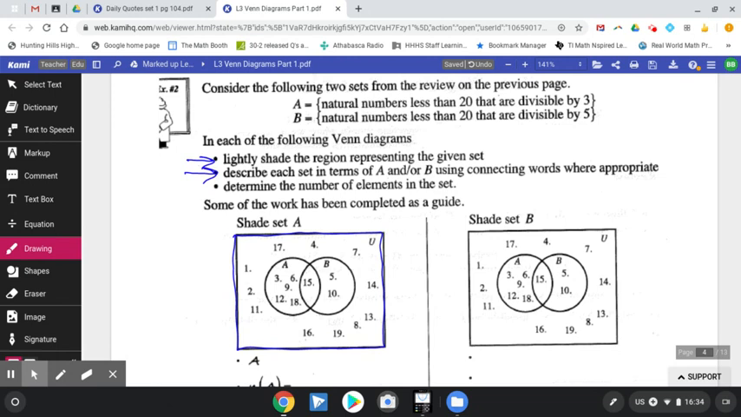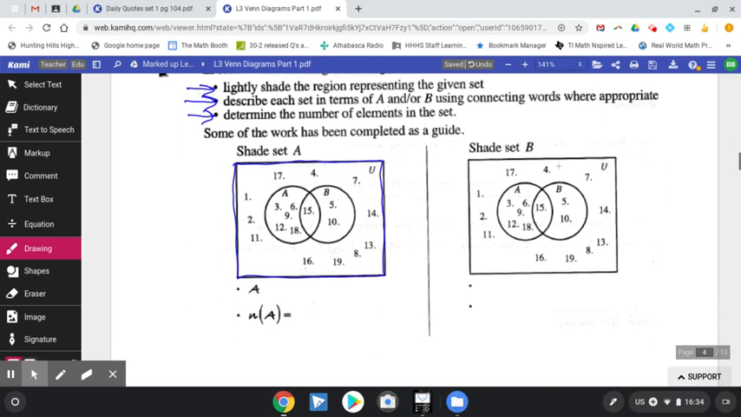Describe each set in terms of A and/or B using connecting words where appropriate. Determine the number of elements in the set. Some of the work has been completed as a guide.